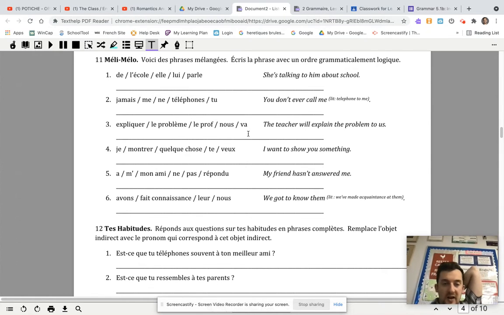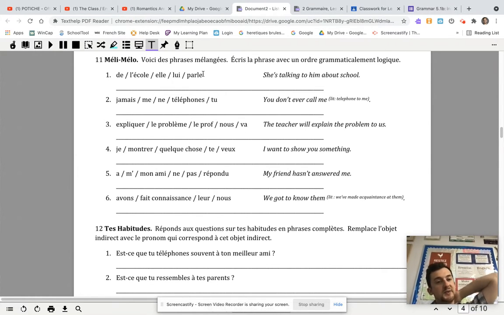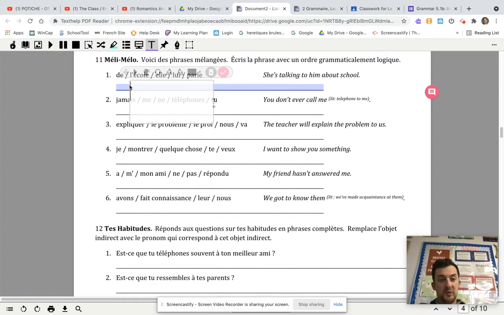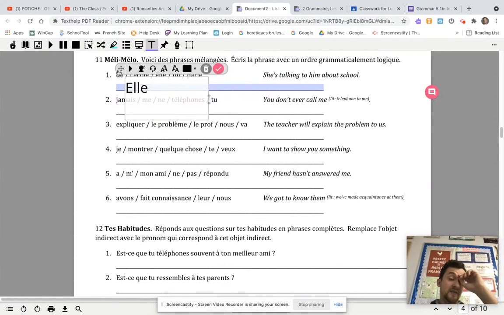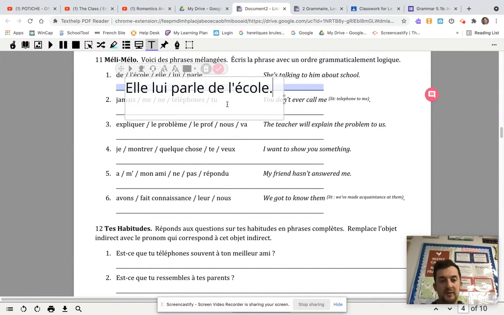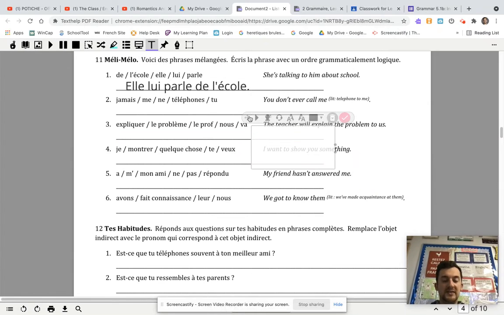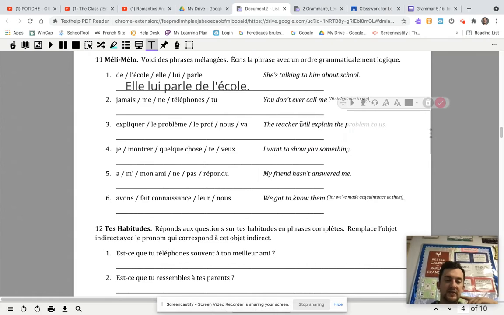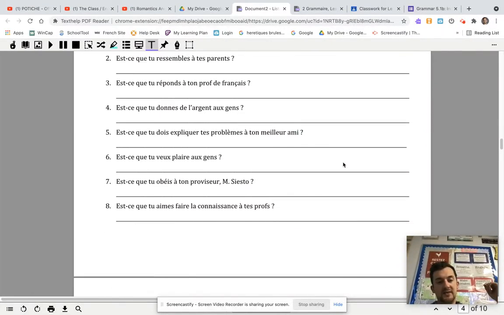11, méli-mélo. You know what to do here. You're going to do this just like you did in the notes. So rearrange the sentence. So she's talking to him about school. Elle. Now, even though talking is next in English, we want to say elle lui parle. She to him speaks. De l'école. Okay, this one's a little bit harder because the de is separate from the école. So you might see some things like that. But yeah, I have every faith. Just circle ones if you have questions and you can ask me in class.